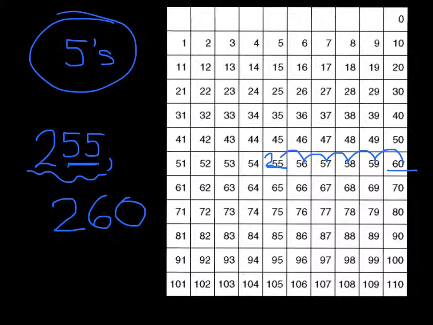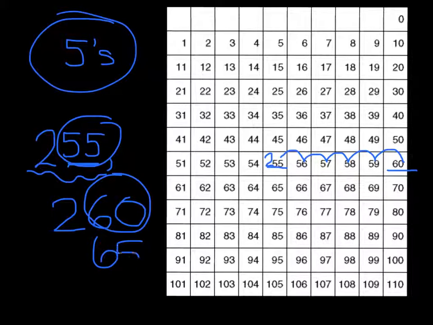And now I'm starting to notice something that might be a pattern. I see 55, 60, 65, 70. But I'm also going to remember that we are in the 200s. So I'm going to not forget to write that 2 in the hundreds place.